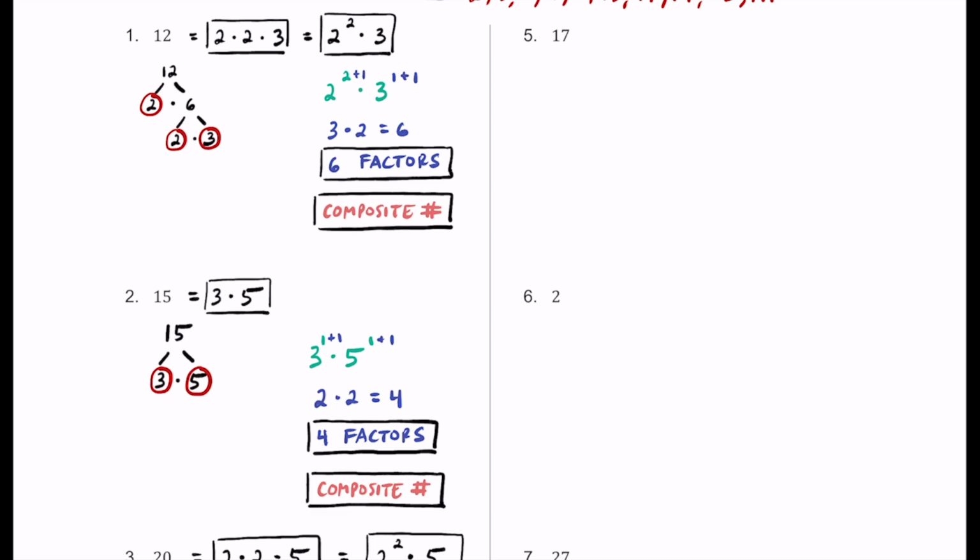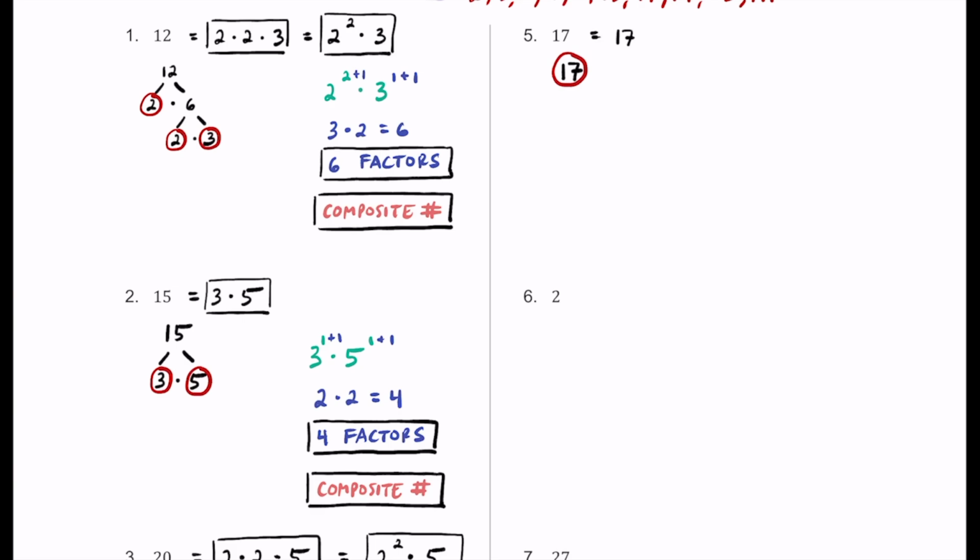For number 5, we have the number 17, so let's go ahead and write 17 just like this. Now it turns out 17 is already a prime number. If you go through your divisibility rules, you actually can't think of anything, hopefully, that would go into it that is a whole number. So 17's prime factorization is actually just 17, okay?